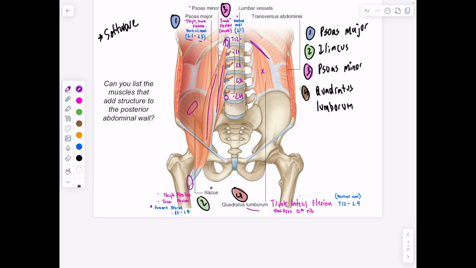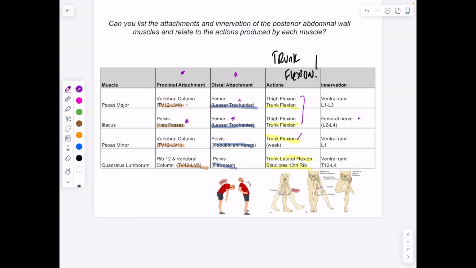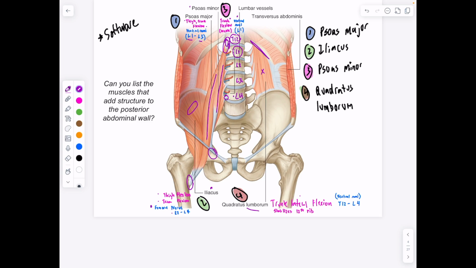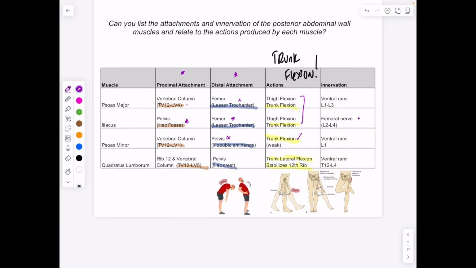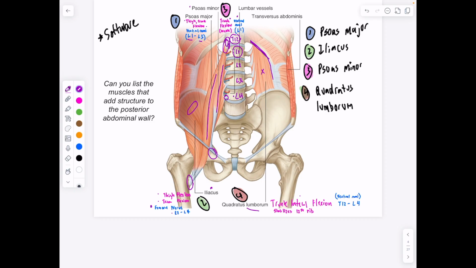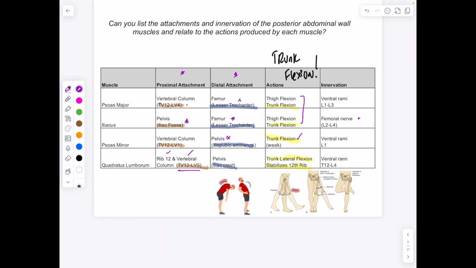All right, so psoas minor right here, T12, L1. Not too bad. We said weak trunk flexion. And this inserts on the iliopubic eminence, so right here, of the pelvis. And then finally, our quadratus lumborum, rib 12, and then vertebral column, TV12 to LV5, which we can see this guy right here, and the transverse processes of each of those vertebrae.